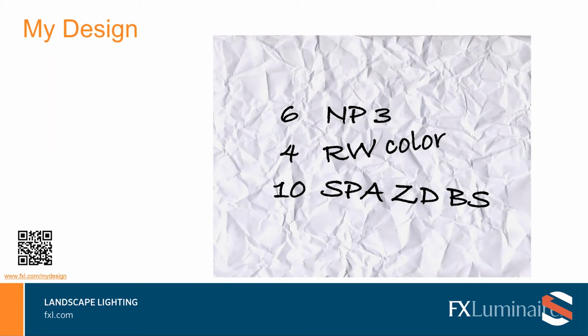So you can see I need 6 NP3s. The NP happens to be a spotlight. I need 4 RWs. Those happen to be some area or wash lights. And I need 10 SPAs. All right. So I figured out that, hey, this is what I need. And you are literally competing with people that are writing them down on a napkin or on a piece of paper, and there are their fixtures.